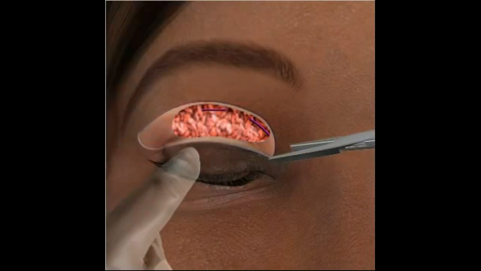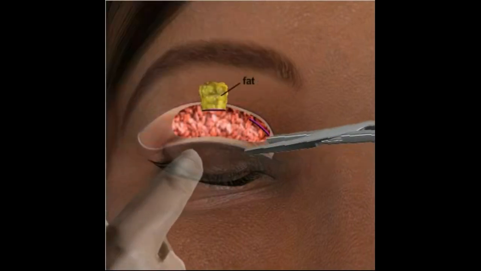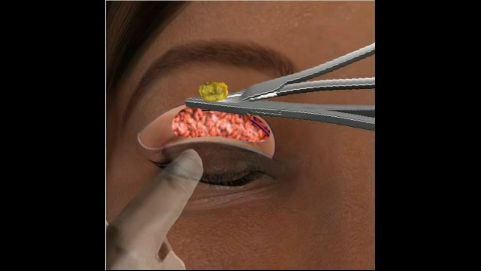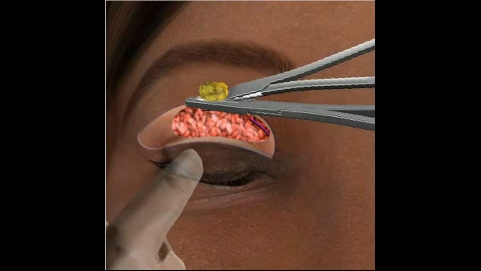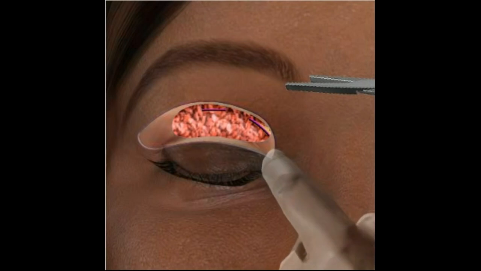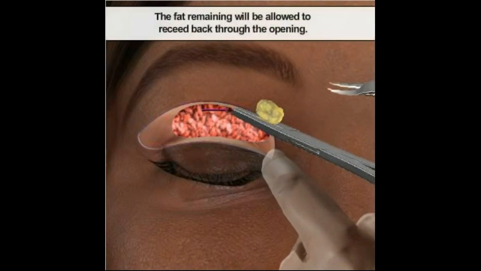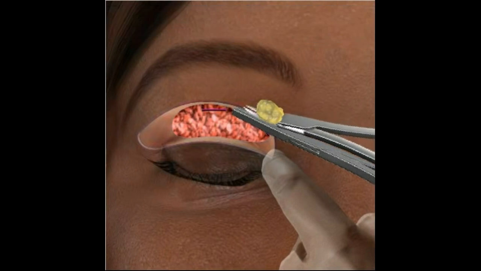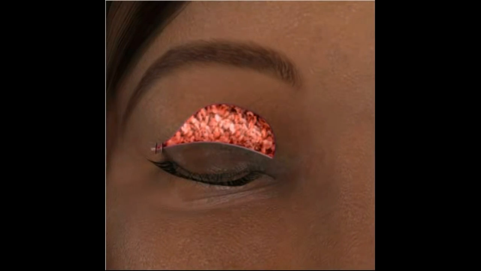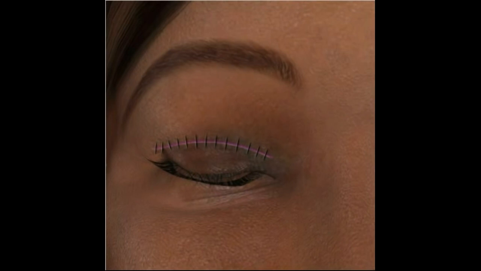By pressing on the upper eyelid, the physician will expose the fat deposits through each of the incisions. Using a series of instruments, the physician will remove a portion of each fat deposit to reduce the puffy appearance in the upper eyelid. The portion remaining will be allowed to recede back through the opening. After sculpting the fat deposits, the physician will close the incisions with non-absorbable or absorbable sutures.